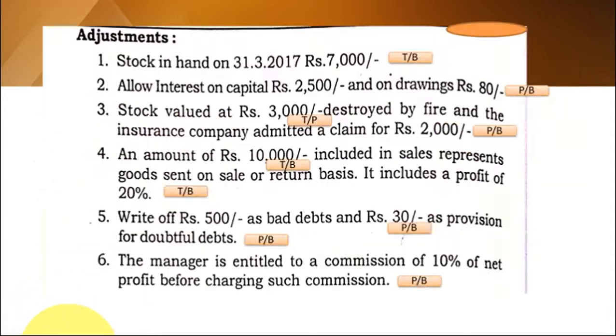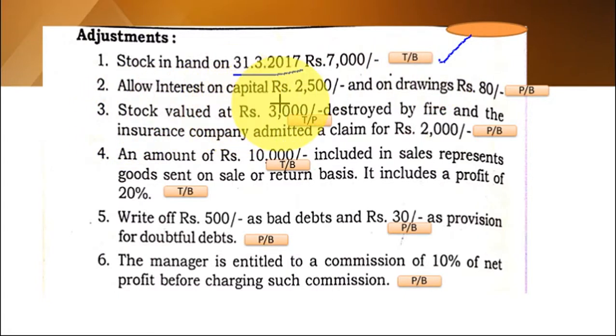Next, adjustments. Stock in hand on 31st March 2017. This is the closing stock. Closing stock, where does it appear? In the trading account and balance sheet, closing stock.